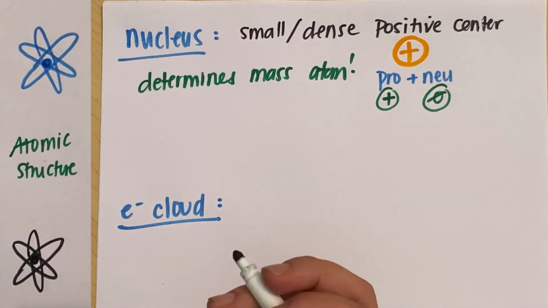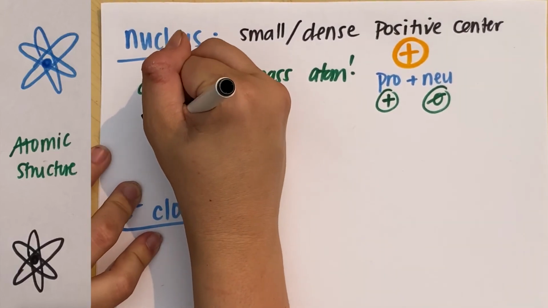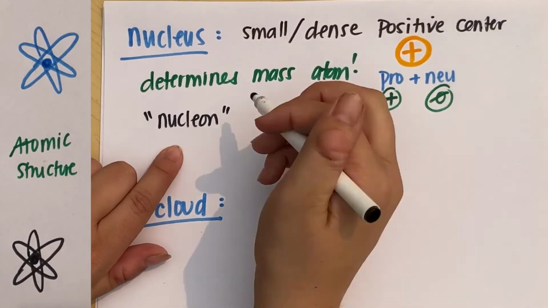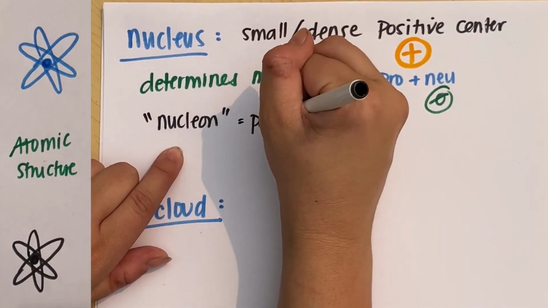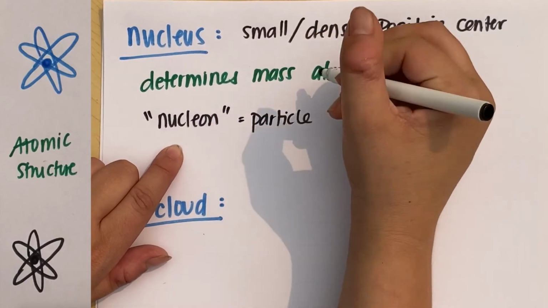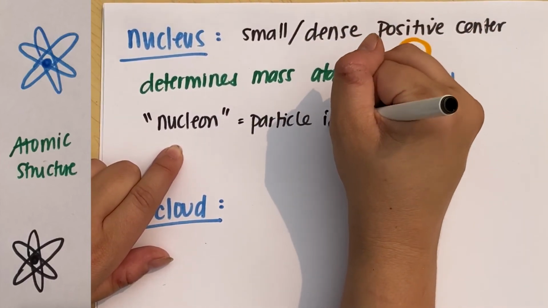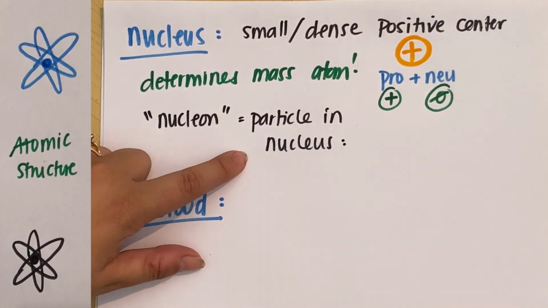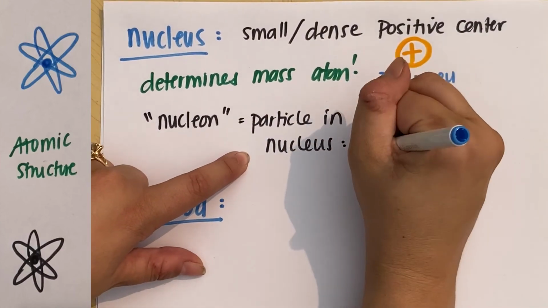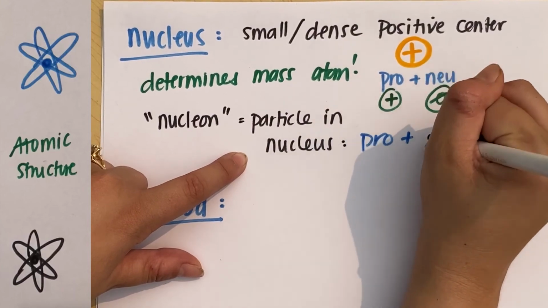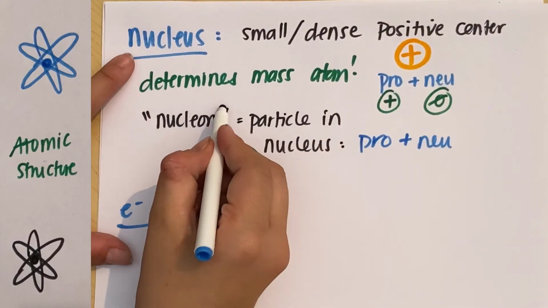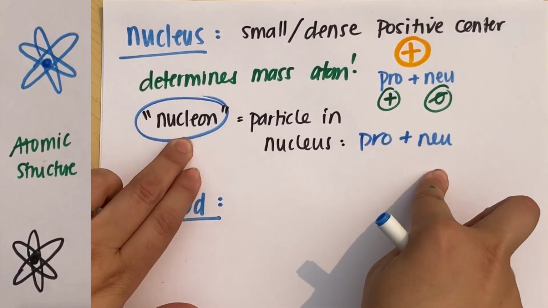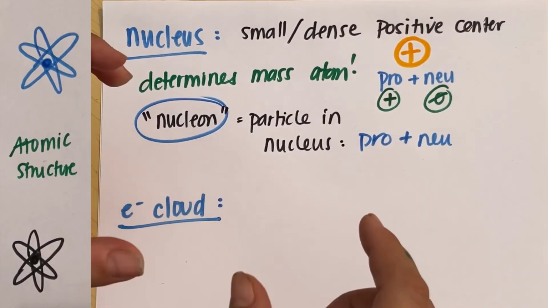And there's a special little word. A nucleon is just a particle that is in the nucleus. So a particle in the nucleus would again be a proton and a neutron. This is just another vocab word to learn. Nucleon could mean your proton or your neutron. Those are the things inside the nucleus.